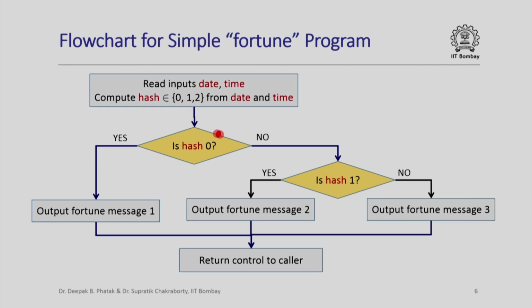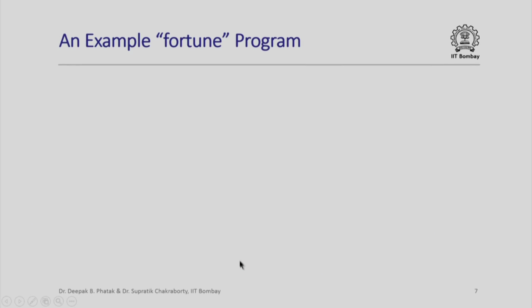So here is a simple animation of what might happen if the value of hash is 1. As you saw, the red circle which denotes the flow of control came down this side and then went this side, printed Fortune message 2 and then returned control back to the caller.